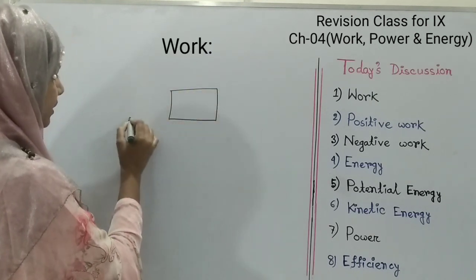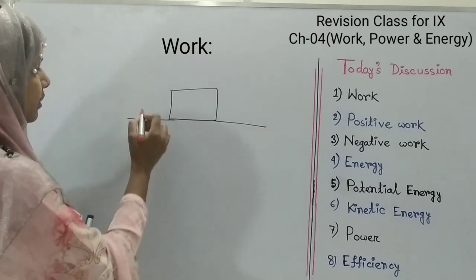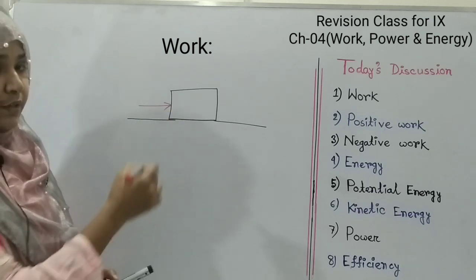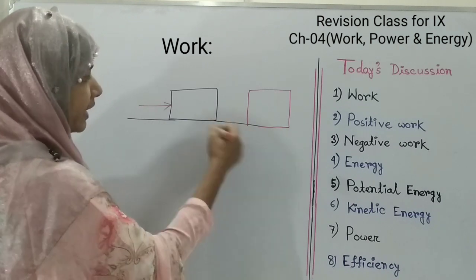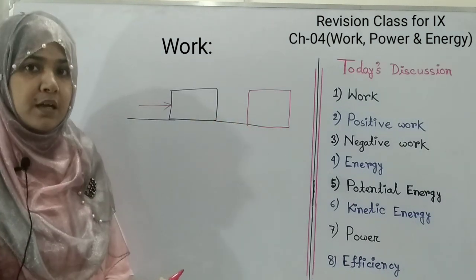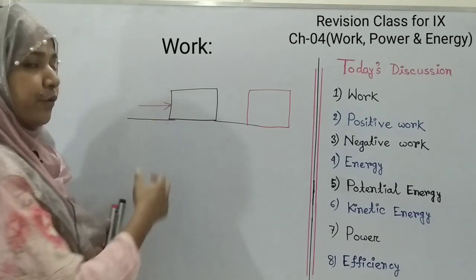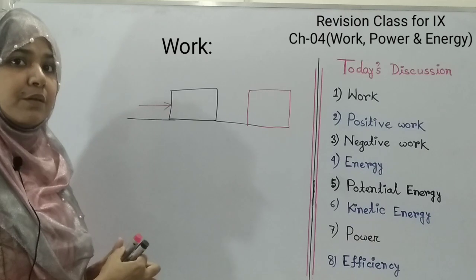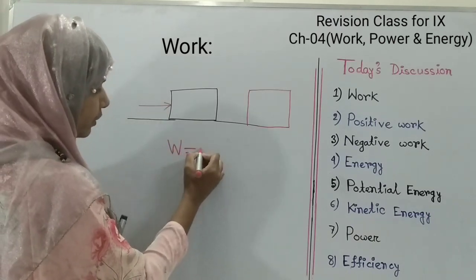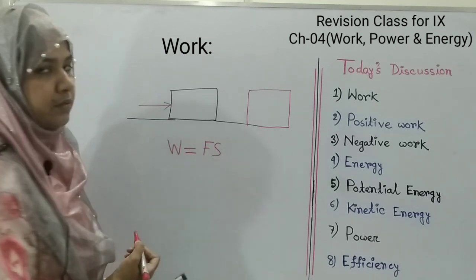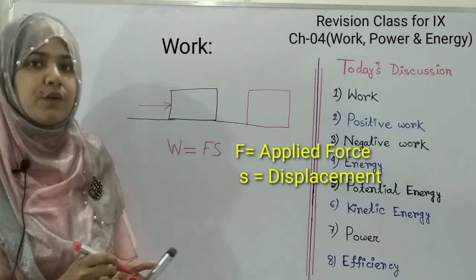suppose there is an object, and if you apply force, then if the object is displaced from its position, we can say that work is done. Work is measured by the product of the applied force and the displacement that occurred due to this force. Work is denoted by W, so W equals F S, the applied force and the displacement caused by this force.